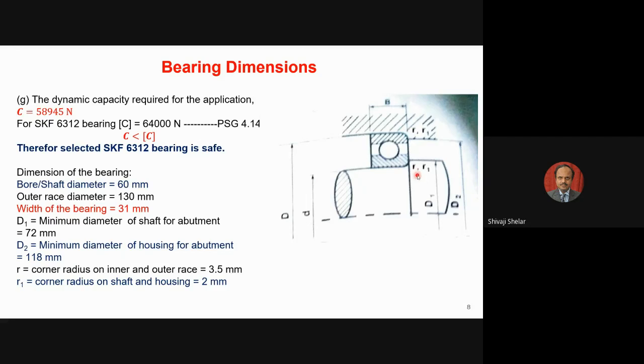sometimes the shoulder may be provided only on the shaft. Sometimes the shoulder may be provided on both shaft and housing. So in the housing also, we should have this D2 value. This is the D value, that is 130 mm. So D2 will be less than 130 mm. How much less? That is called minimum. So the minimum diameter of housing for abutment can be 118 mm. Maximum diameter is 130.